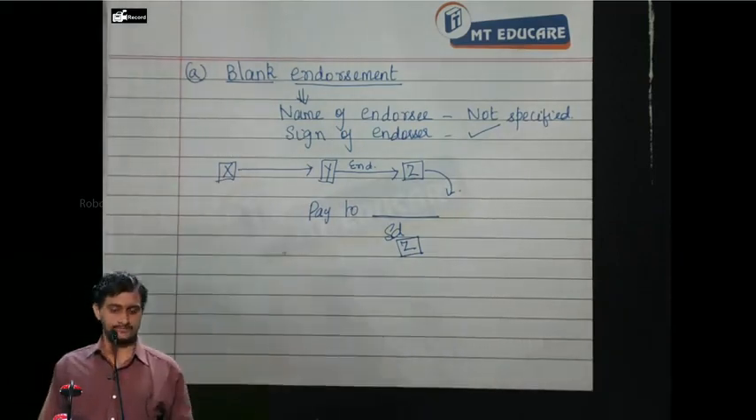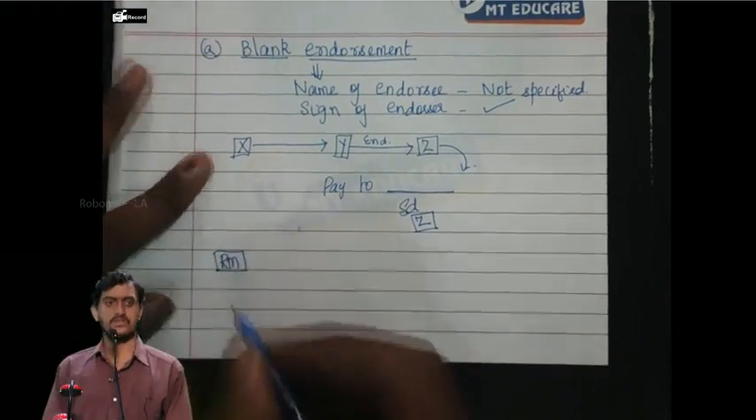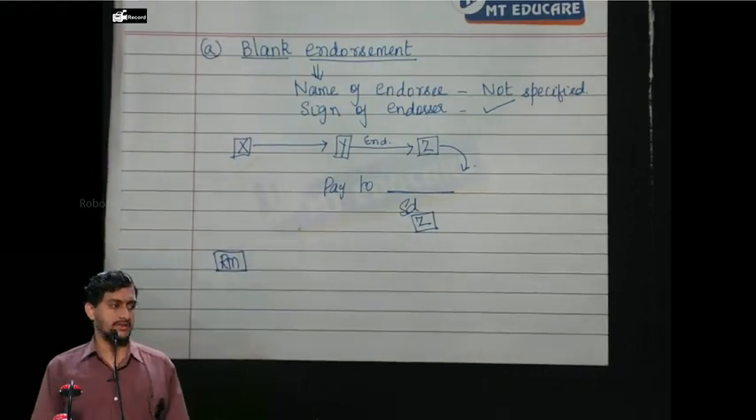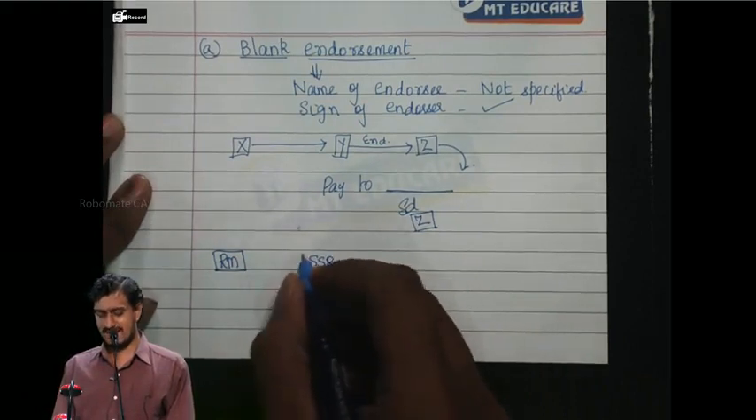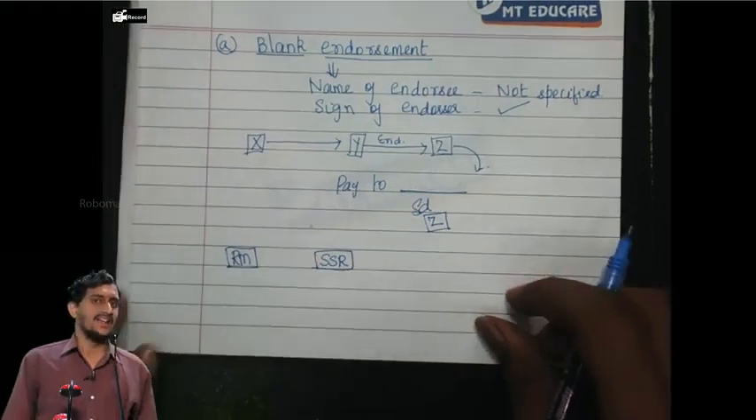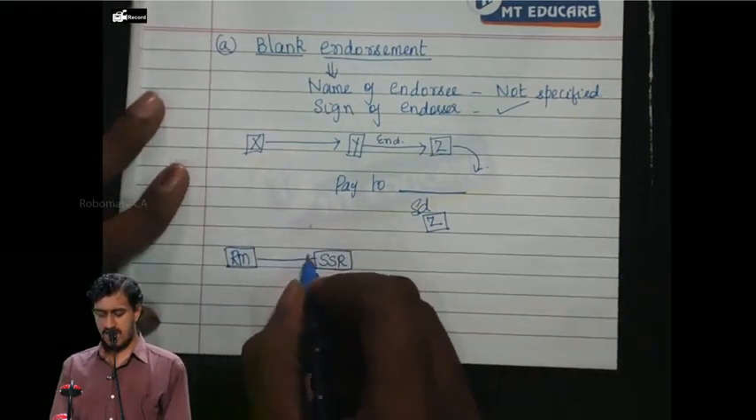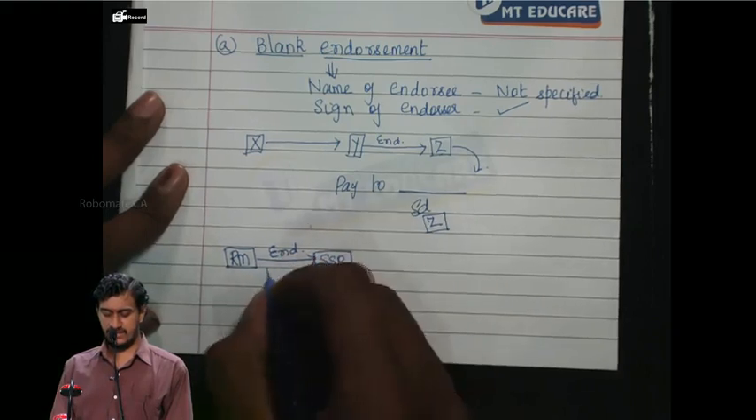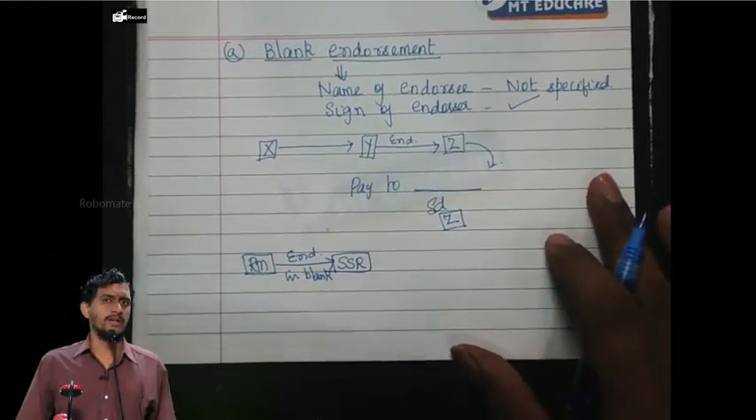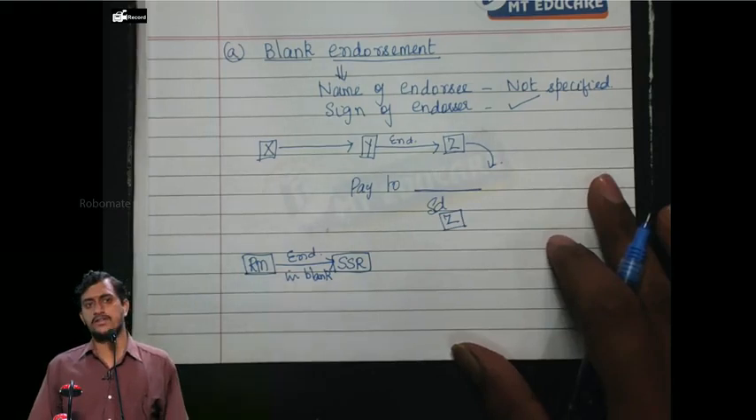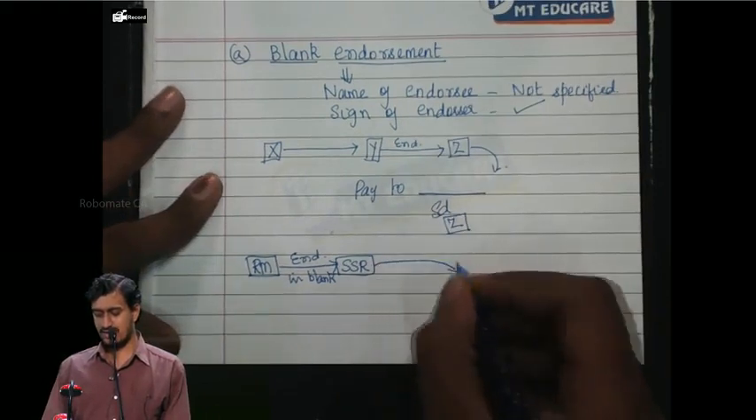See, for example, I am there and SSR sir is there. I am endorsing this instrument in blank to SSR sir. The moment I am giving this as a blank endorsement, it means that this is a bearer instrument. Yes or not? Now SSR sir is endorsing this to RSN sir.